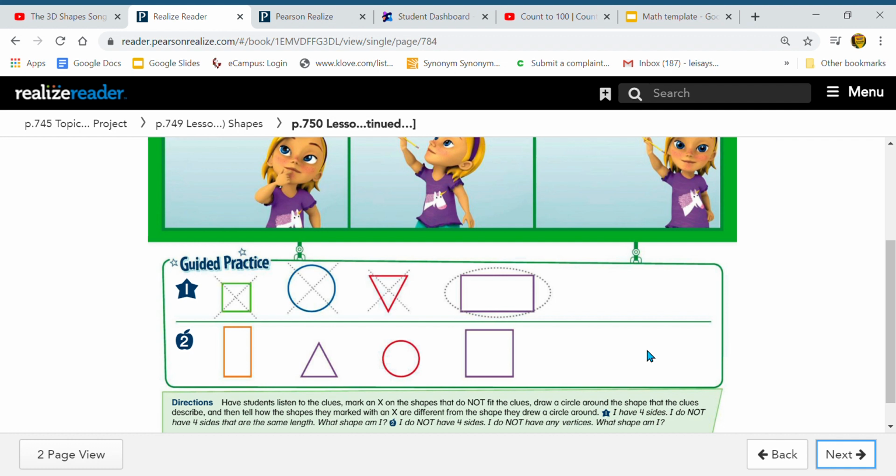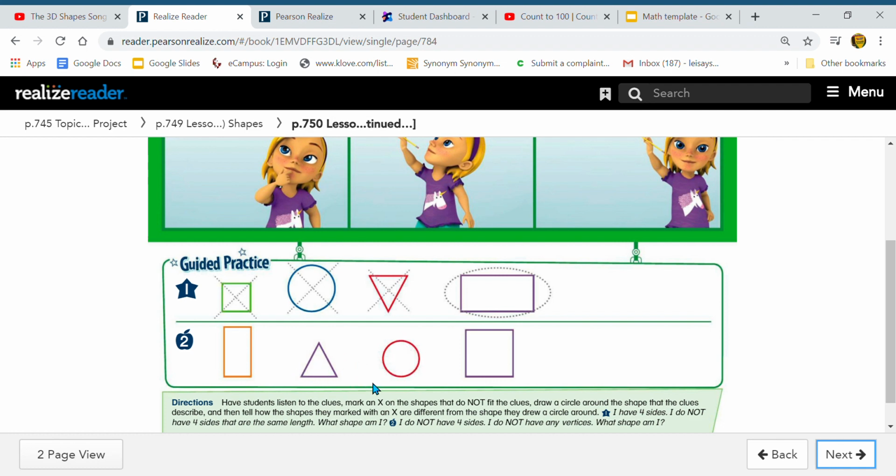What shape am I? I do not have 4 sides. What shape am I? Would you say that I'm this square here? Nope, because that has 4 sides. Good. Would you say that I'm this rectangle? Nope, because that too has 4 sides. 1, 2, 3, 4. Again, the clue is I do not have 4 sides. This triangle, right? Because that has how many sides? 3. Again, the clue is I do not have 4 sides. What else? The circle. There are no sides on this circle.